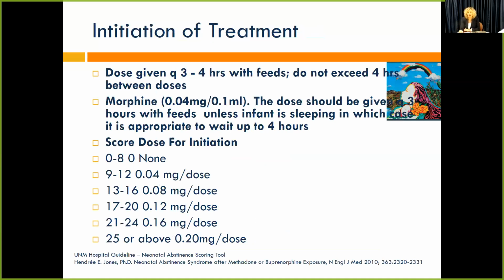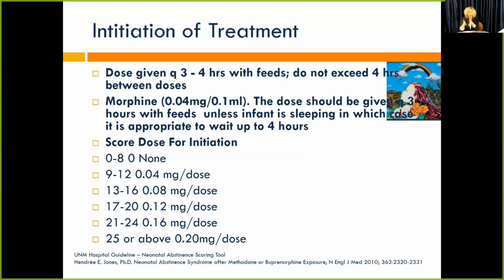Okay, so this is the quote from our UNM hospital guideline, and it's based on the MOTHERS trial. Both of those are cited down at the bottom of this slide. I could put that citation on all the slides, but those are the two pieces that I really use for this talk. So notice that we'll give the dose for babies about every 3 to 4 hours. We try to do it with their feeds, and we don't want to exceed 4 hours between the dosing.